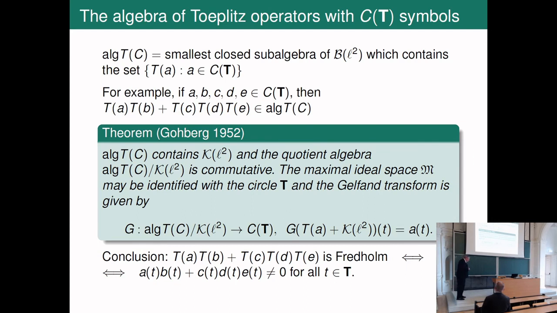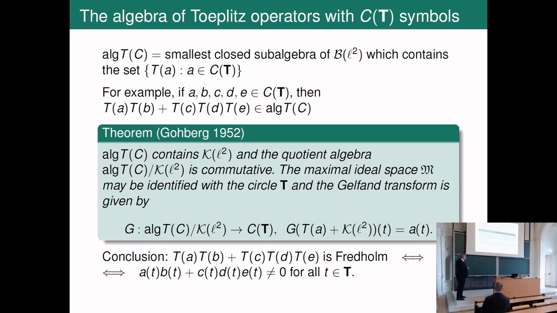Gohberg proved his result in 1952 in the following way. He first showed that this algebra contains all compact operators, and the quotient algebra is commutative. If we have a commutative algebra, it has a maximal ideal space and a Gelfand transform, and Gohberg showed that the maximal ideal space is the unit circle, and the Gelfand transform maps this algebra to the continuous functions on the maximal ideal space, and it maps such a coset simply into the value of the symbol at the point t of the unit circle.